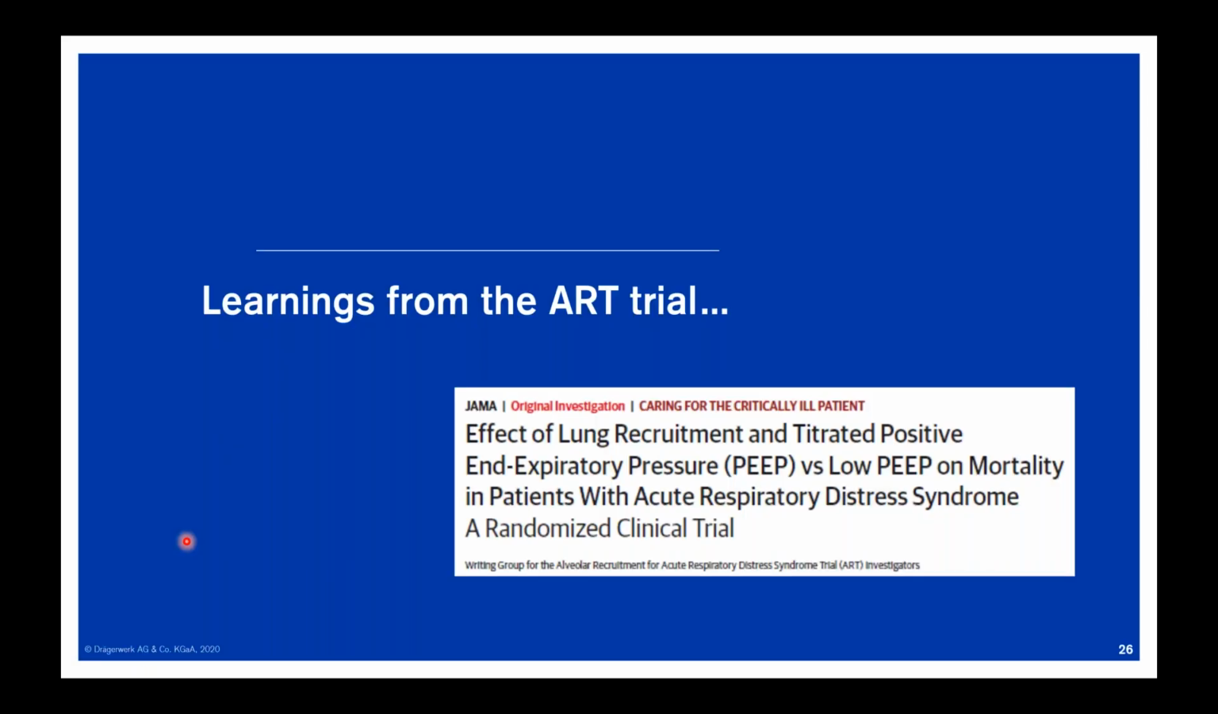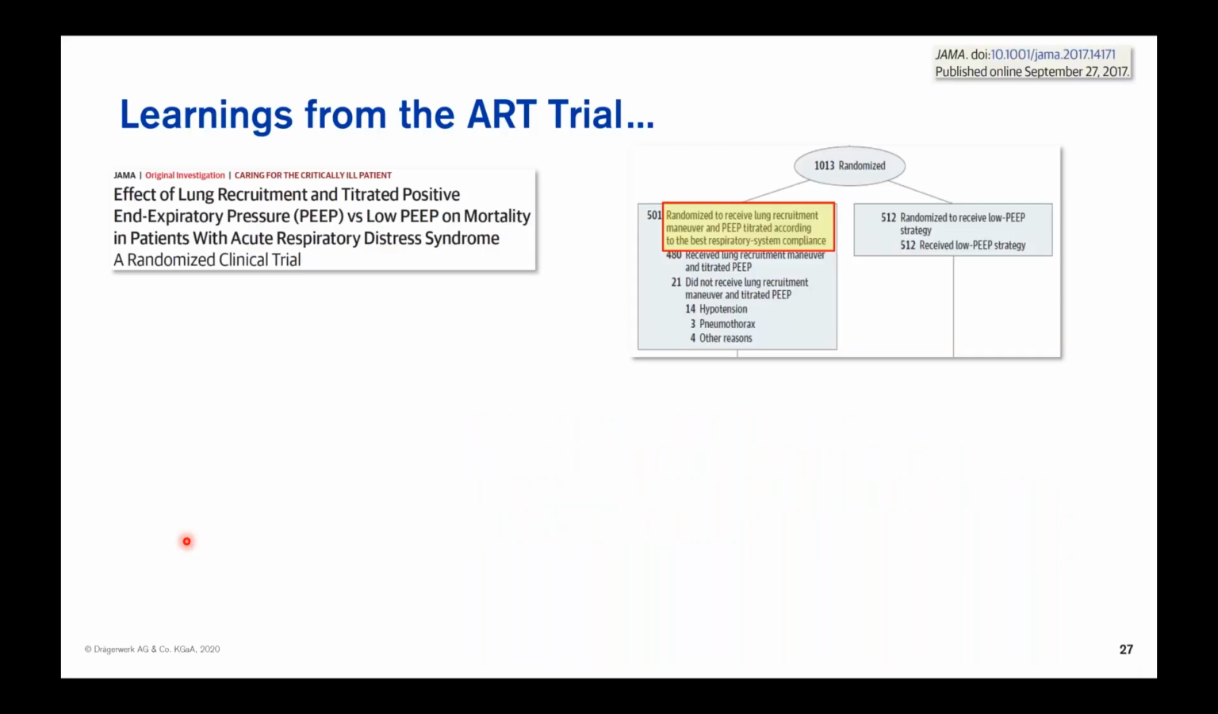Okay, so what is the relevance of this information when we take a look at, for example, PEEP titration and optimization of PEEP levels? In that context, I would like to recall some learnings that we had from the ART trial. For those of you who don't know about the ART trial, it was a trial conducted in 2016, published in 2017, including more than 1,000 patients.